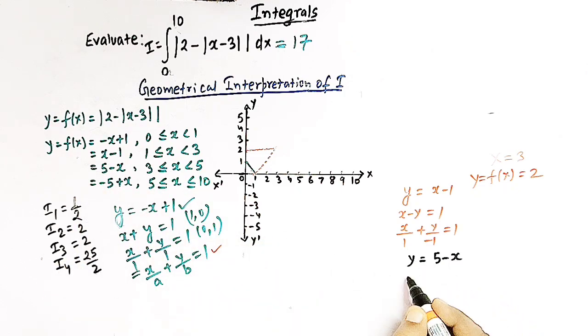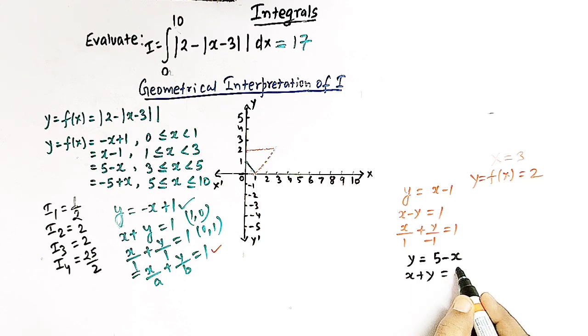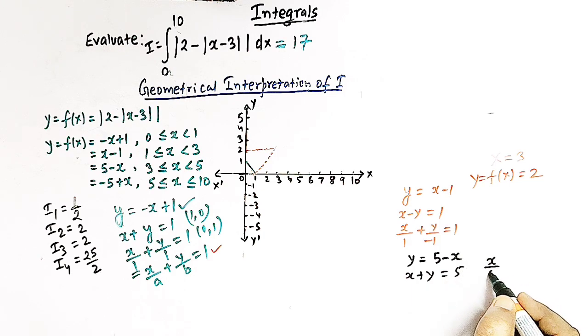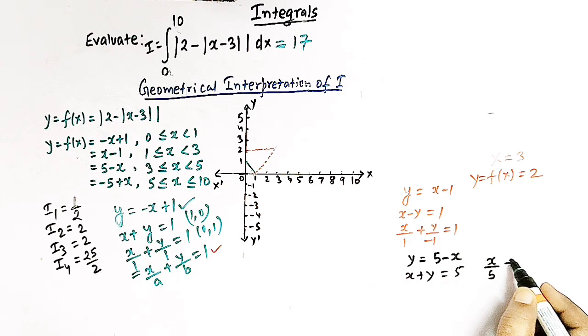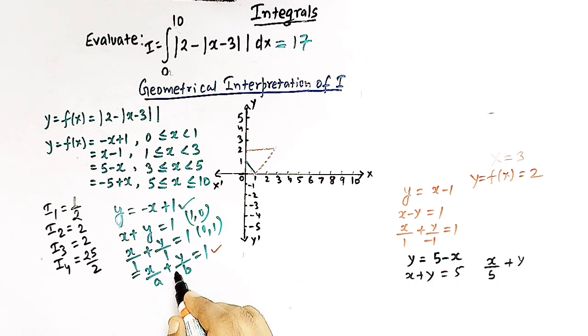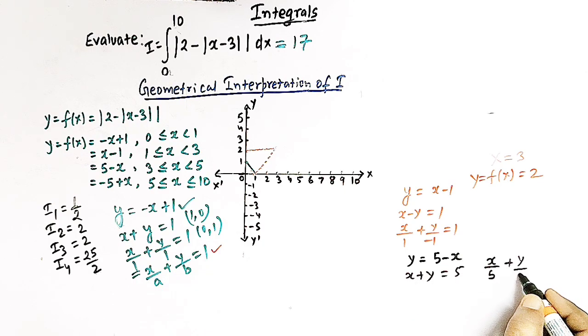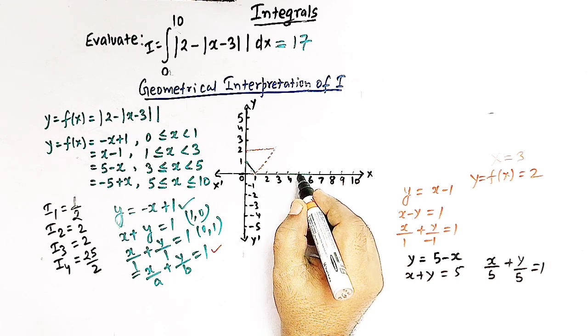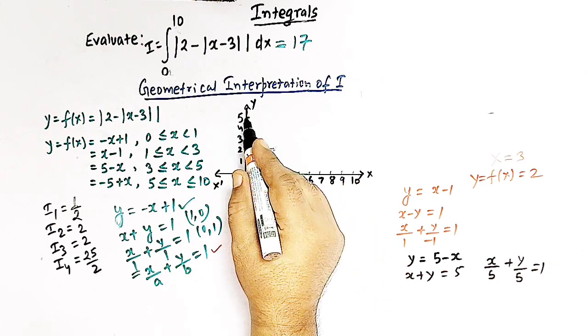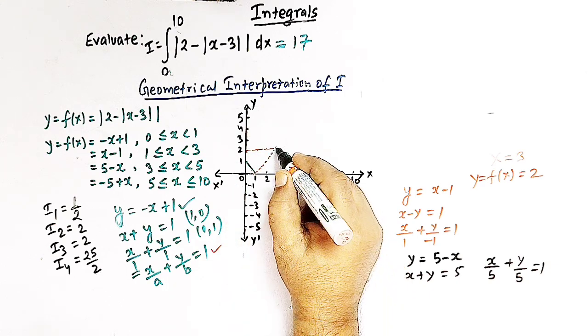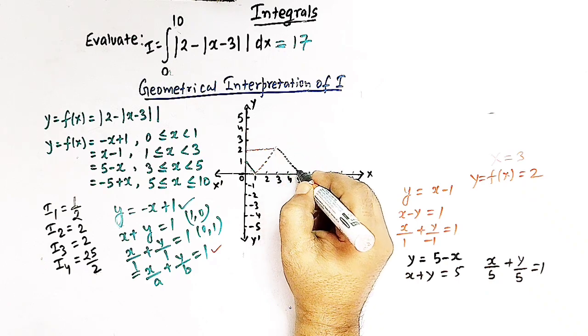So we can write this line as x plus y is equal to 5, and this line is again of the intercept form, that is x over a plus y over b is equal to 1. So this line should pass through 5 and 5, right? So we can draw this line like this.